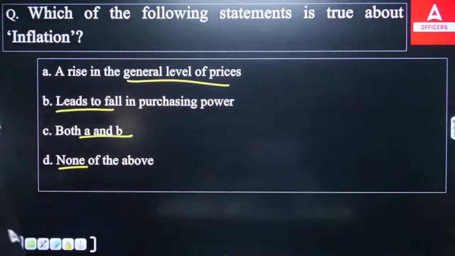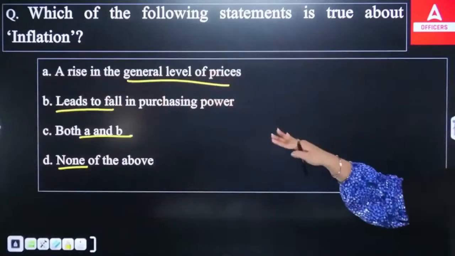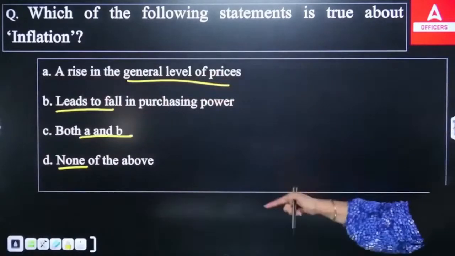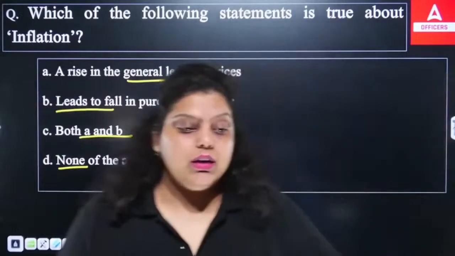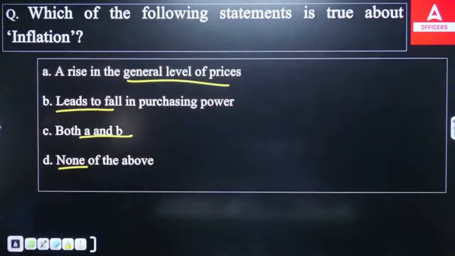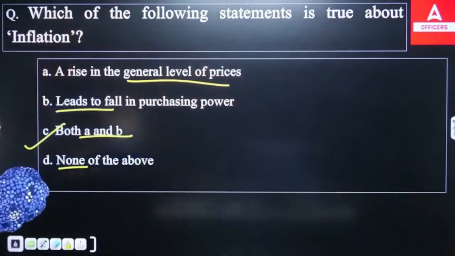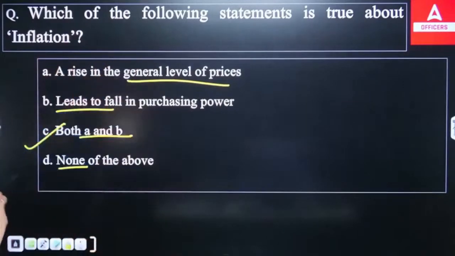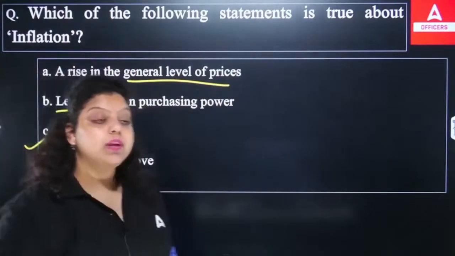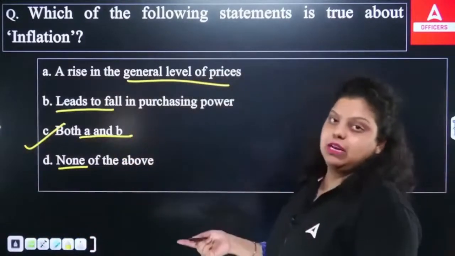So what do you think, which of the following is correct? First is prices are rising, second is purchasing power decreases, third is both A and B, fourth is none of the above. The right answer will be both A and B, because it's very obvious the general level of prices will increase due to inflation. It leads to a fall in purchasing power. Is it true? Yes, it's true. Why is it true? Inflation leads to a decrease in the purchasing power of people as well as money.